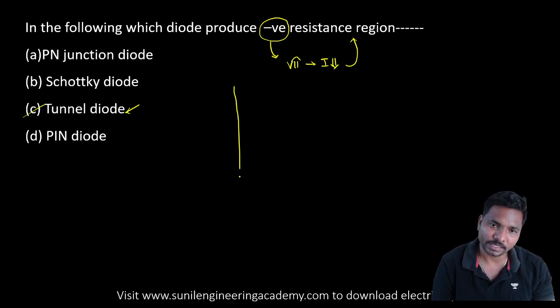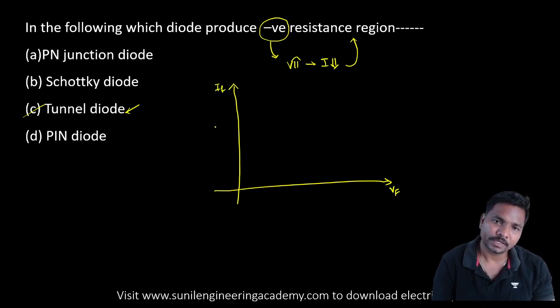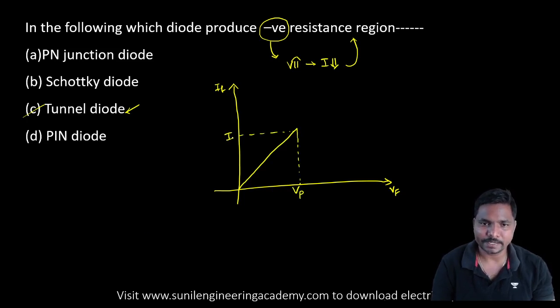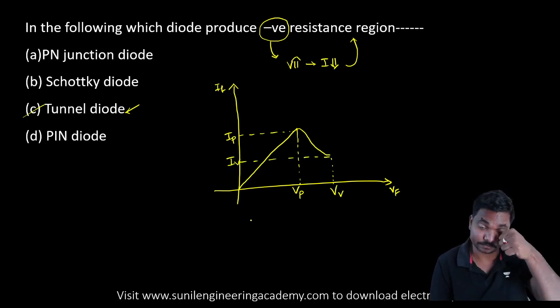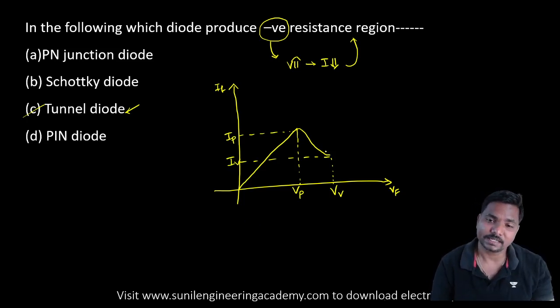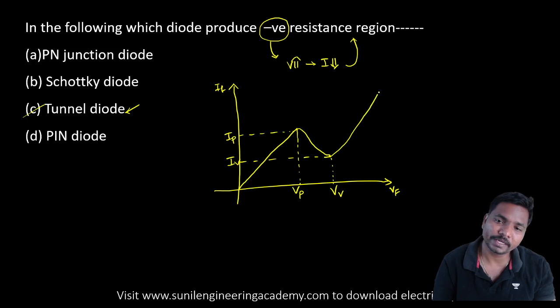In the case of the tunnel diode, consider forward voltage and forward current. For low values of the voltage, as voltage increases, current also increases proportionally up to Vp, and the corresponding current is Ip. After that, if you further increase the voltage, the current decreases up to a certain limit. That corresponding voltage is the valley voltage and the corresponding current is the valley current. After that, if you further increase the voltage, the current increases again.